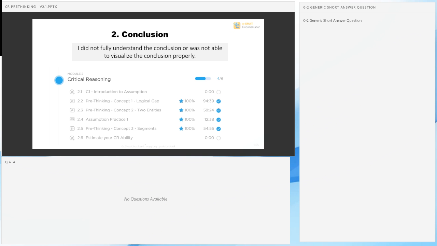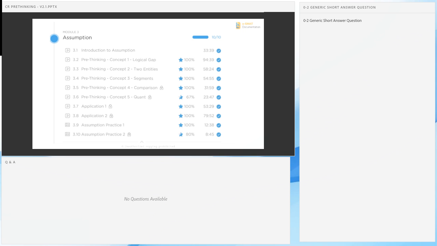Then you go through the assumption module. This is the free trial aspect of assumption. Make sure you go through that. But if you are a paid student, it's a very detailed module. This is where you learn how to falsify things. You learn pre-thinking in multiple contexts, where arguments just have logical gaps, where arguments compare entities, where you're looking at segments. Then you do segments and entities together, and then you have your quant-based arguments. Then you have some application files as well, where we increase the difficulty, and then you practice as well. And again, each one of these is evaluated.